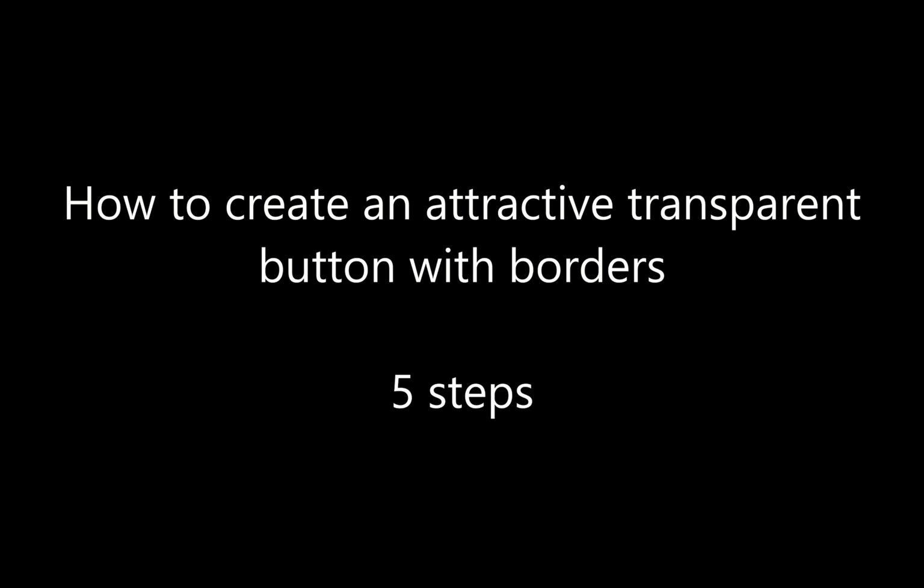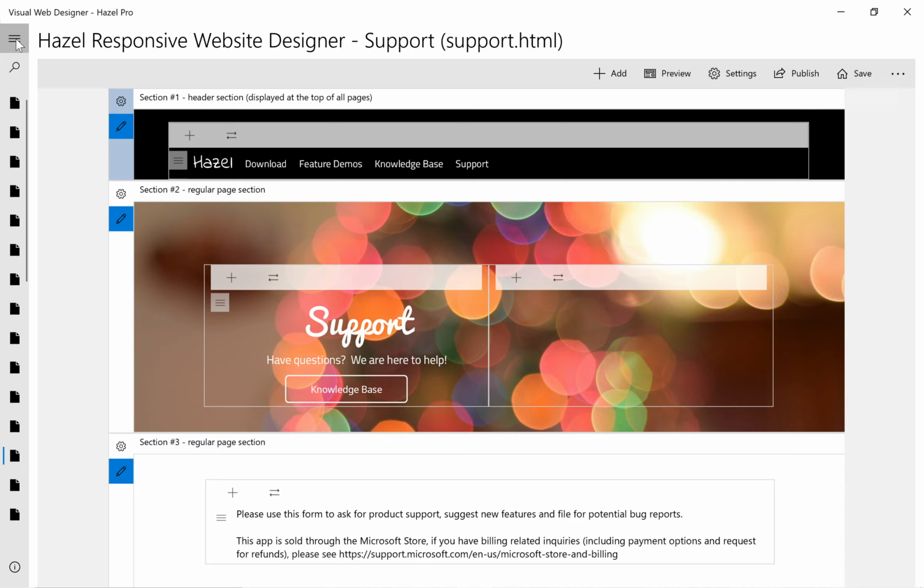How to create an attractive transparent button with borders. Step 1. Click on the Section Plus button and choose Action button.